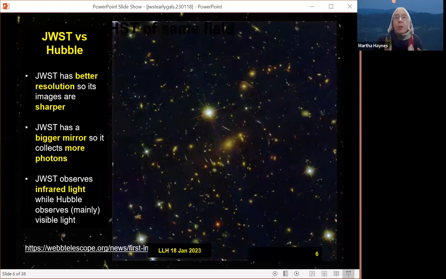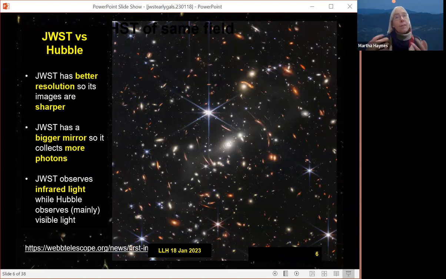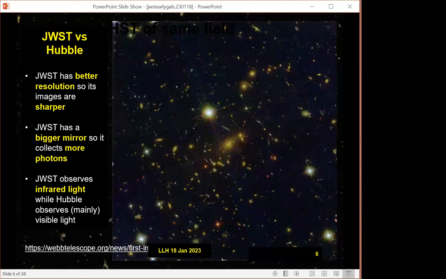What you're seeing blinking back and forth here is the image from JWST and the image from Hubble of the same region of the sky. The JWST image has better angular resolution, which means the images are sharper. It also has a bigger mirror, 6.5 meters instead of 2.4 meters in diameter, so it collects more light, more photons, and therefore allows us to see fainter objects in the same exposure time.